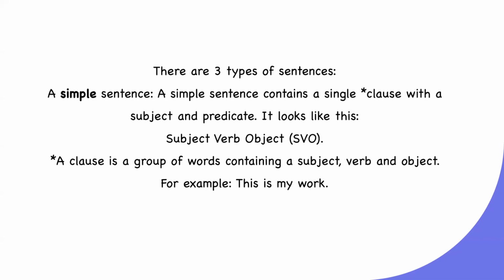There are three types of sentences: a simple sentence. A simple sentence contains a single clause with a subject and predicate, and it just looks like this: subject, verb, object. Note that a clause is a group of words containing a subject, verb and object. For example, this is my work.